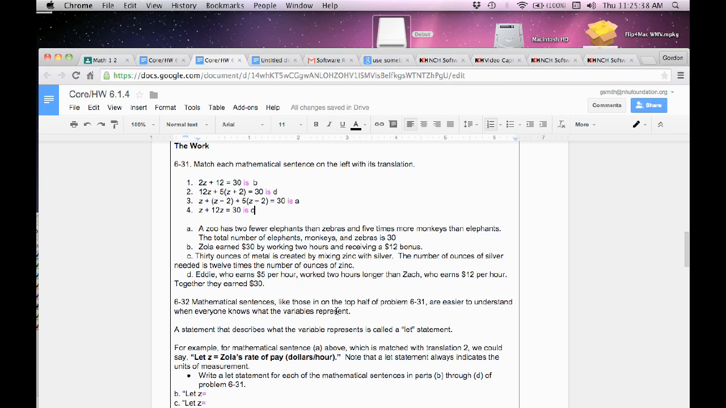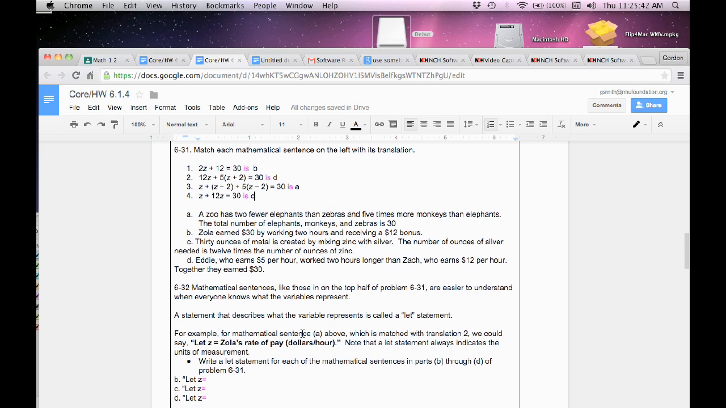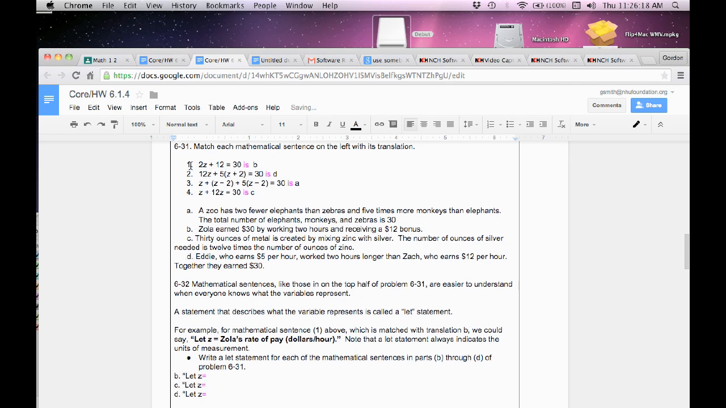Okay, mathematical sentences. So we have to do let sentences. So for instance, for A, we say let Z equal Zola's rate of pay. Okay, so that would be this one here. That's really for 1B. So that is confusing. We're going to have to say for 1 above, which matched with translation B. Let Z equal Zola's rate of pay, dollars per hour. That makes sense. Okay, so our B here is going to be our number 2. This is a little annoying. It's just something that got lost in translation by copying the assignment over. So beware of that.